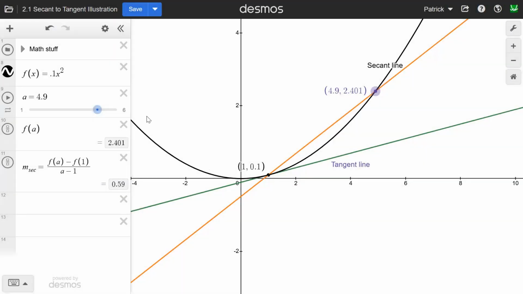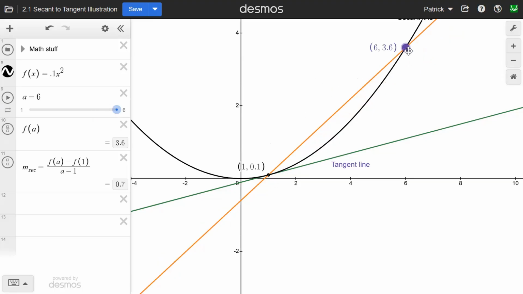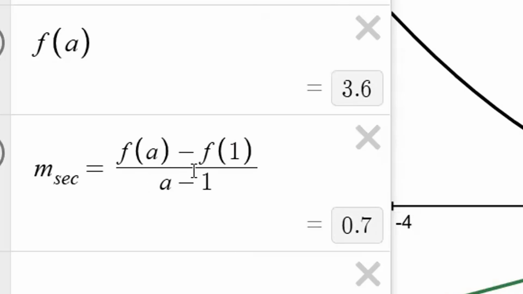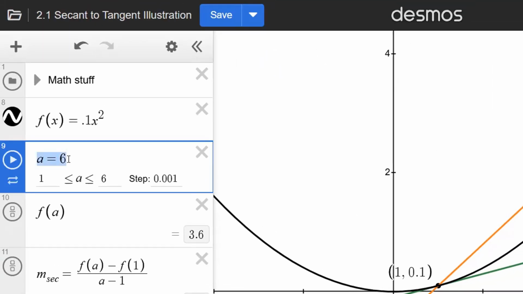So here we have the graph in black of f of x equals 0.1 times x squared. The point P that we want to try to find the equation of the tangent line at is when the x value is 1. The tangent line here is in green, and the secant line, which goes through another point, is in orange. If we start at the point when x is 6, the slope of this secant line is just y2 minus y1 over x2 minus x1, or f of a minus f of 1 over a minus 1. And in this case, a is 6.